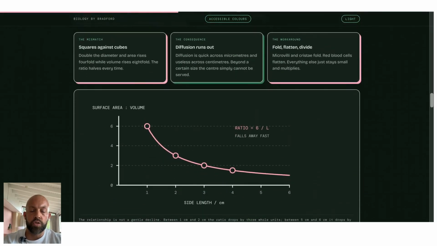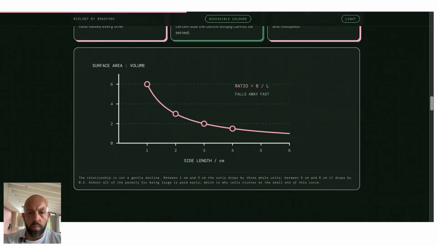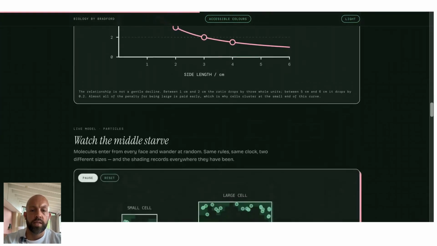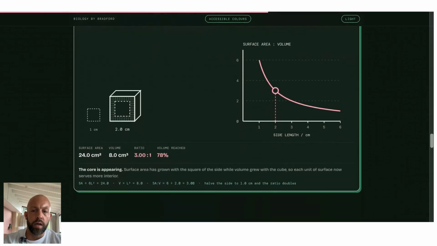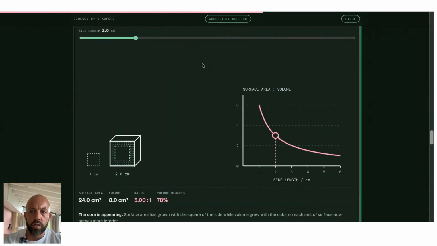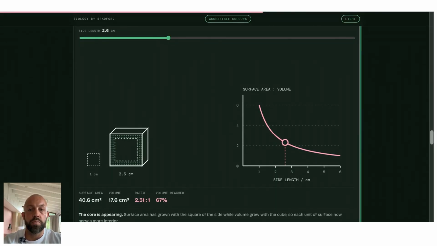Now, a nice way to demonstrate this is with a graph. There's a little one here just showing you as the side length increases, our surface area to volume ratio decreases, which you kind of think maybe that doesn't quite make sense. But I'll show you here with a sliding image. Now, if I increase that side length, you can see it gets bigger.